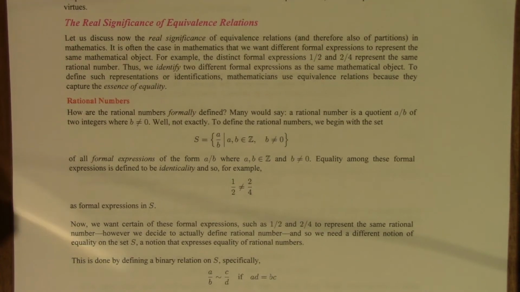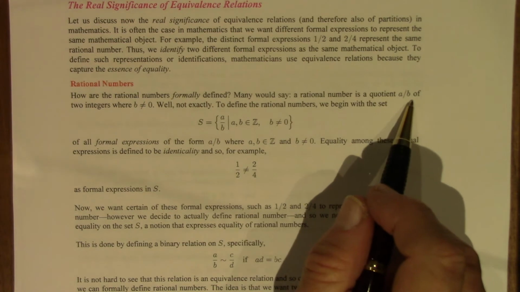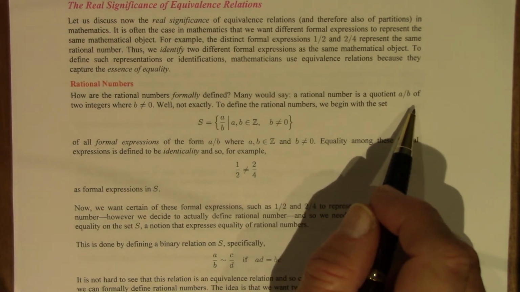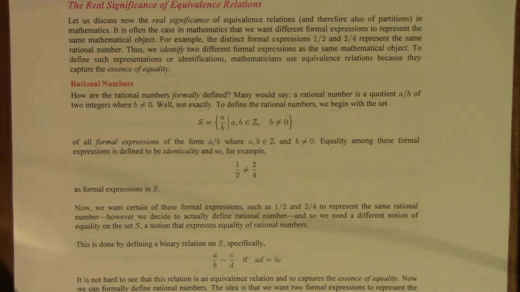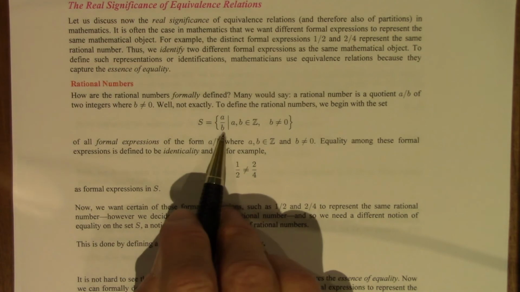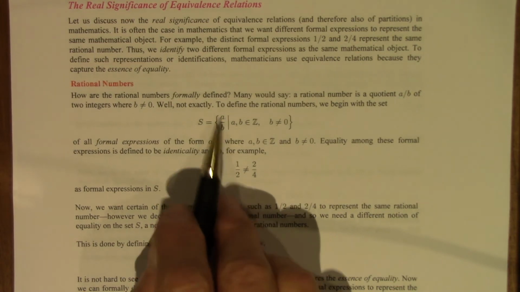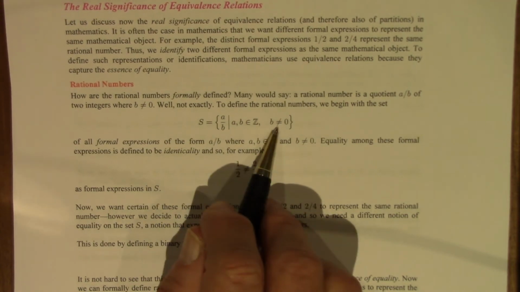How exactly are rational numbers defined? Many people would say a rational number is a quotient, a over b, of two integers where b is not 0. That's not a formal definition. To define rational numbers formally, we begin with the set of all formal quotients, if you will, a over b, where b is non-zero.